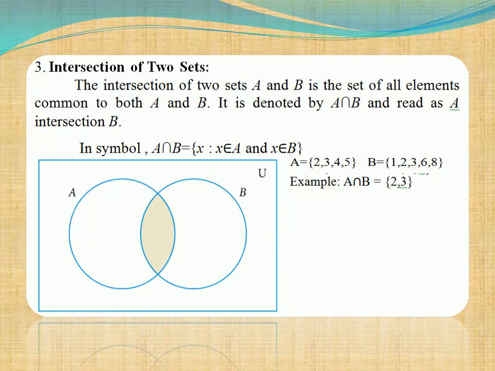Okay, here A equals 2, 3, 4, 5 and B equals 1, 2, 3, 6, 8. What are the common elements for both A and B? 2 and 3. This is called the intersection of these two sets. So A intersection B is equal to 2, 3. Here, the Venn diagram is given for A intersection B. The common part of A and B is the shaded portion. This is called A intersection B.